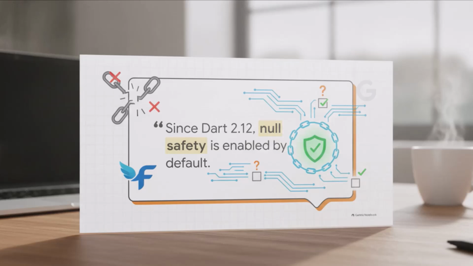Now, what does that actually mean for us? Well, in older languages, if your code accidentally tried to access a variable that was empty, or null, the whole app would just crash. Boom. Done. Dart forces you to explicitly say if a variable is allowed to be empty. It literally wipes out an entire category of those frustrating, unexpected crashes right from day one.